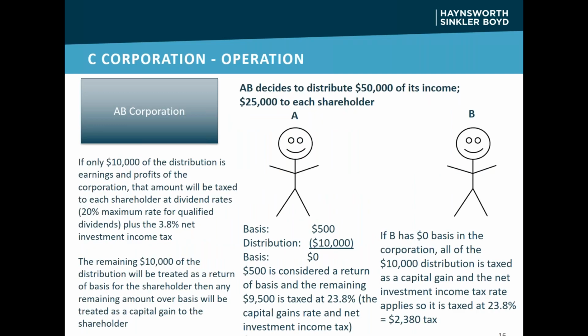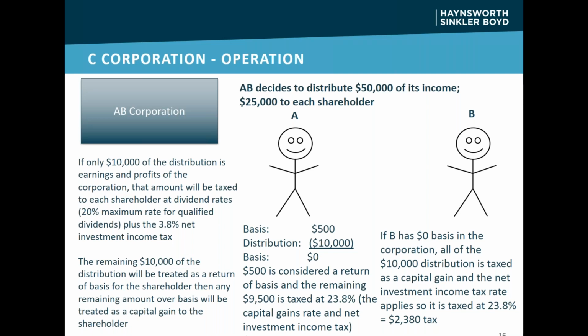In this example, not all of the distribution is earnings and profits of the corporation. AB Corporation would still have that $21,000 corporate income tax that they would have to pay, but here we're just showing a difference in the distribution. AB is still distributing $50,000 of its income, $25,000 to each shareholder, but only $10,000 of that distribution is earnings and profits of the corporation. So that $10,000 worth of the distribution is taxed at dividend rates of 20% plus the 3.8% net investment income tax.